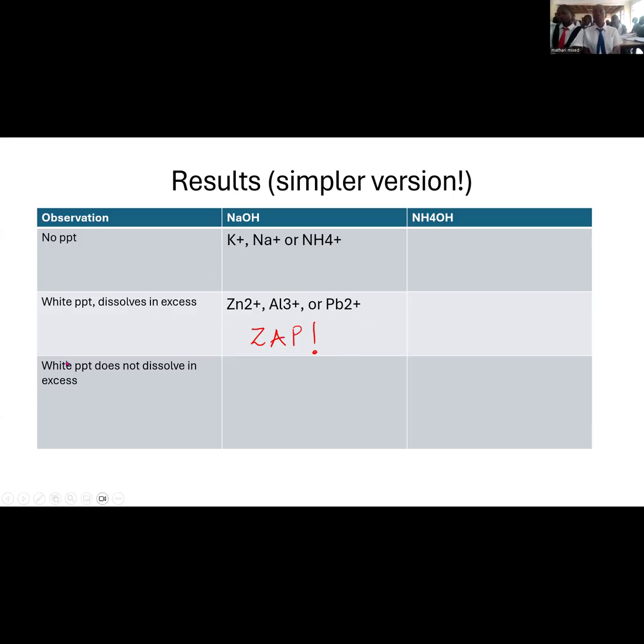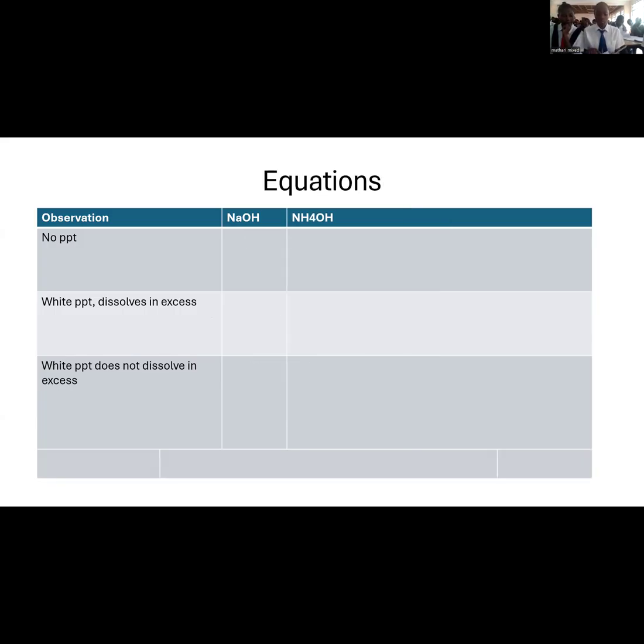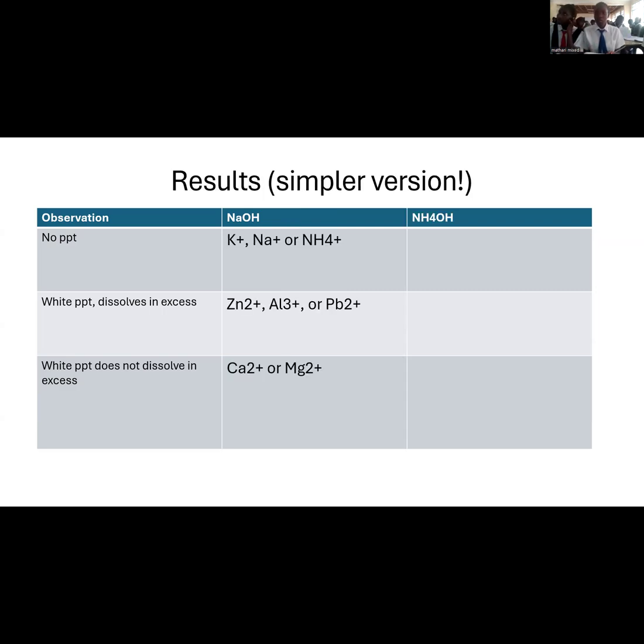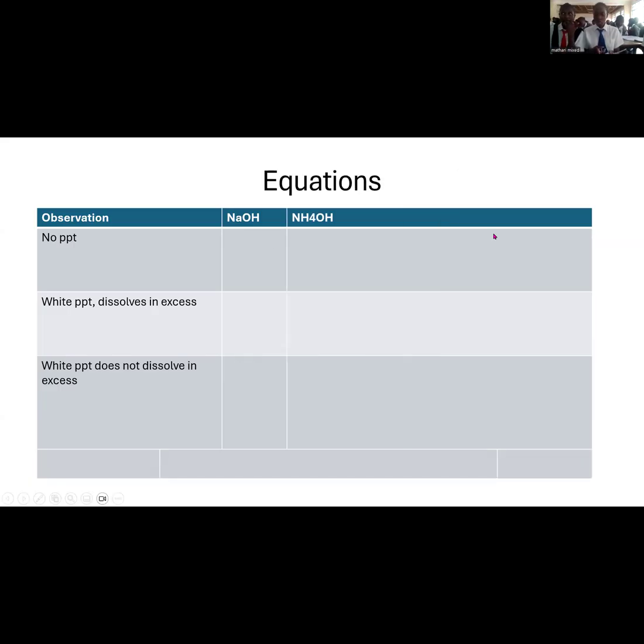And if we have a white precipitate which does not dissolve, then it is group 2. So group 1, no precipitate. Group 2, white precipitate which does not dissolve. White precipitate which does dissolve, this is with sodium hydroxide, amphoteric. Okay, so far. So let's have a look at what happens with ammonium hydroxide. Slightly different. There's the results for sodium hydroxide. Here it is for ammonium hydroxide.